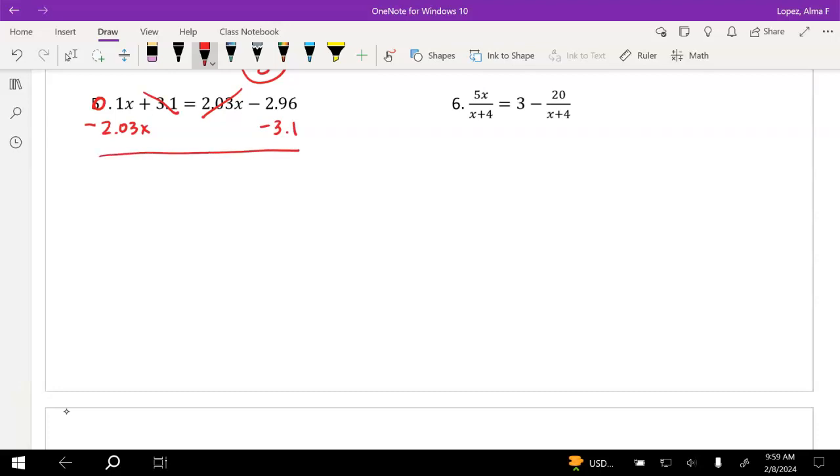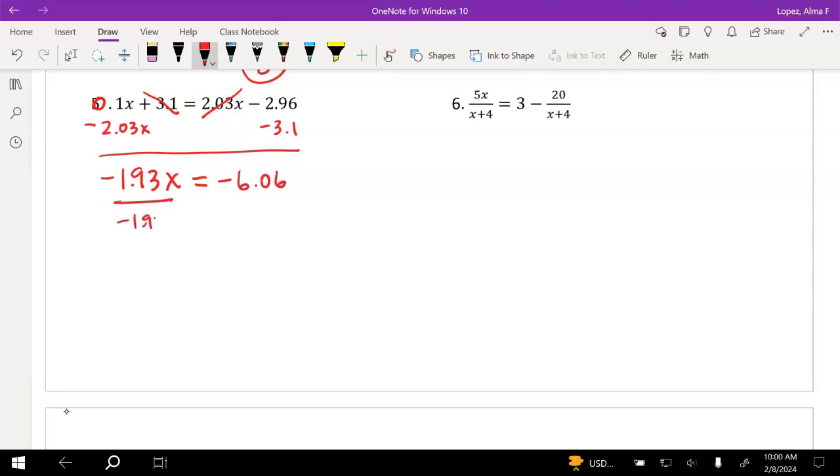Now I'm going to use my calculator because when there are decimals involved, it's always a good idea to have a calculator handy. We have 0.1 minus 2.03. So I get negative 1.93 x's. On the other side, a negative 2.96 minus 3.1 will get us negative 6.06.